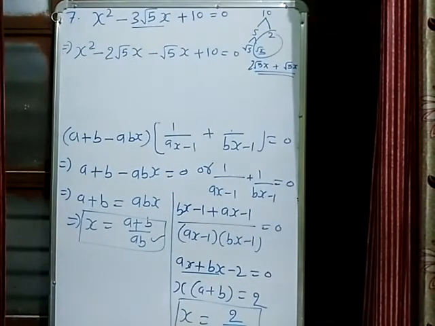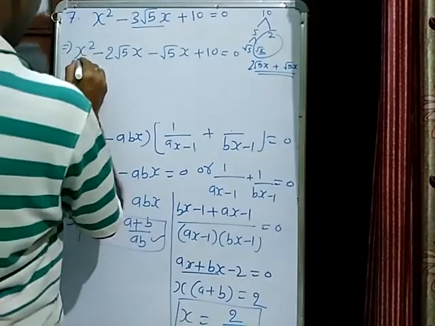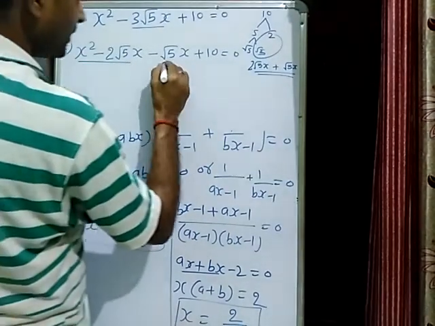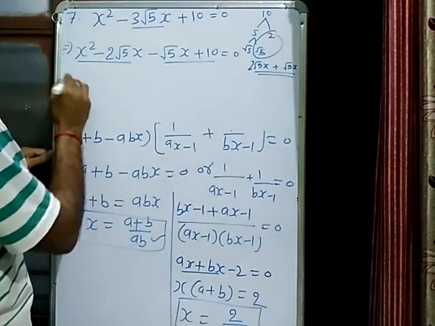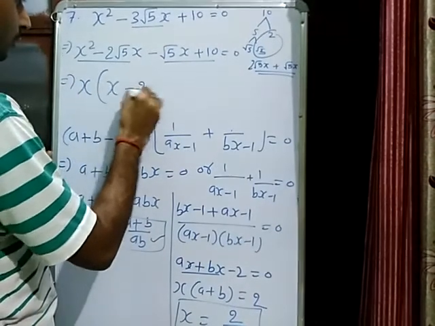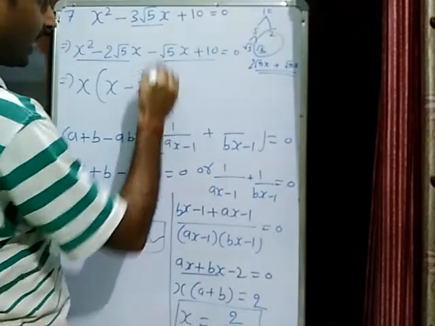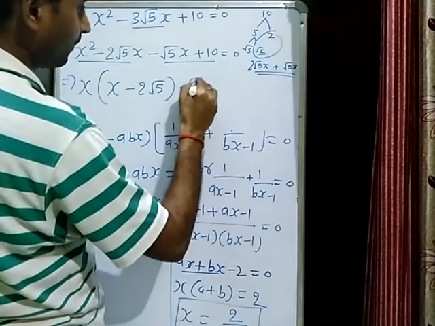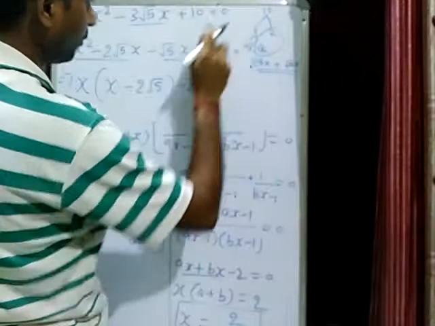Okay, so it becomes that. So take the first two common, this first two and this last two. In the first two, if you take x common, what is remaining here? x minus 2 root 5. And in the last two, what is common? Take minus root 5 common. Now look, divide 10 by root 5.